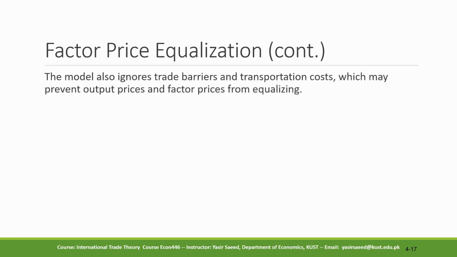The model also ignores trade barriers and transportation costs. We assume that there is no restriction on trade, there are no taxes, or we can say the tariff on trade. Similarly, no subsidies are given to domestic producers, because these things prevent the factor prices from equalizing. Factor prices cannot be equal in the presence of such policies.